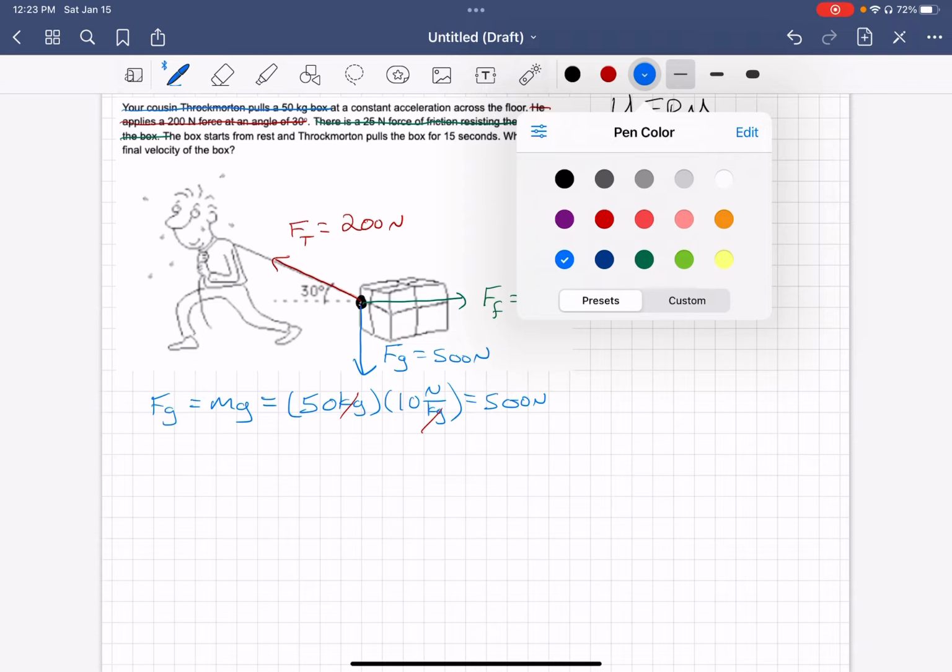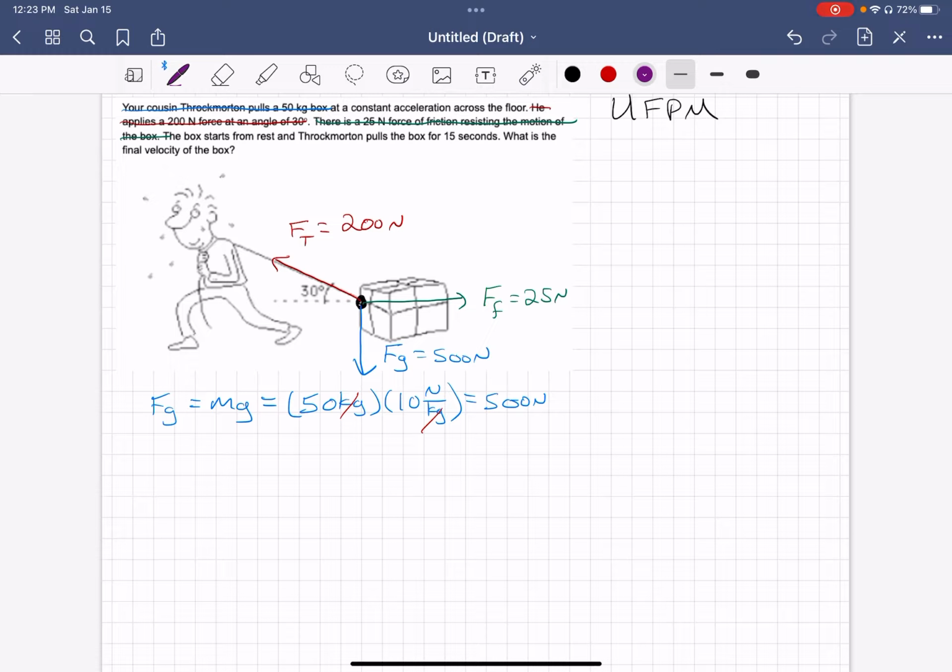And then the last force I'm going to add: the floor, or whatever this box is getting pulled across, is being compressed by the box. And so there should be a normal force acting on that box.